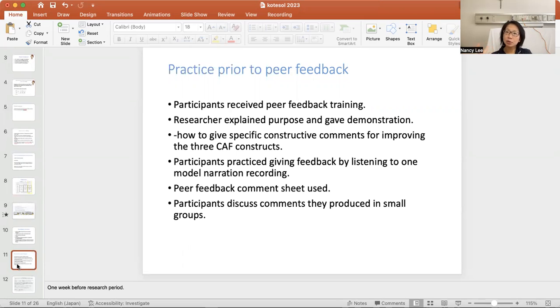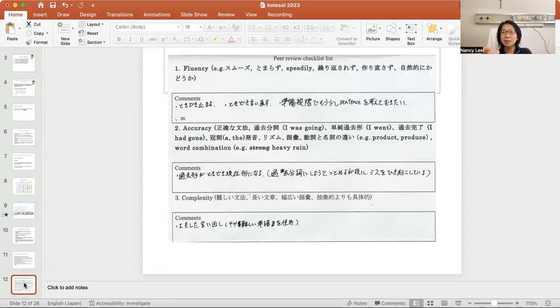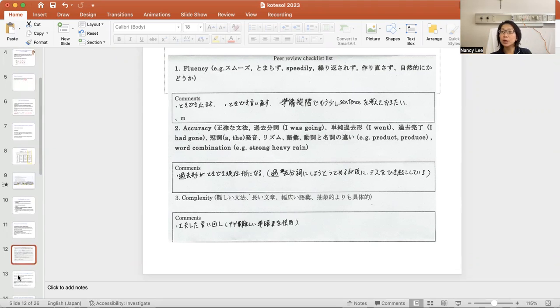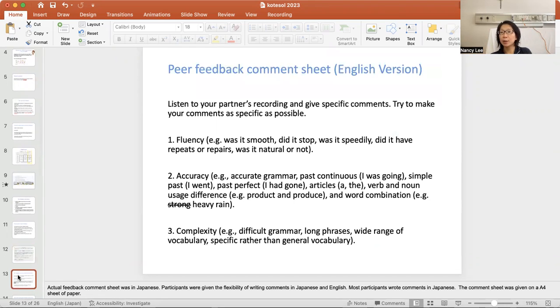I asked students to write the feedback using a comment sheet, which I had printed out on a sheet of A4 paper, and then I got students to discuss the comments they made afterwards in small groups. This is the actual feedback sheet produced by one participant, and I will explain this very quickly in English.